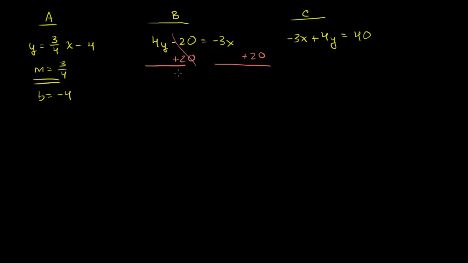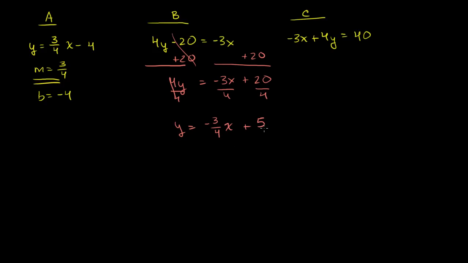The left-hand side, those cancel out. That was the whole point. You get 4y is equal to negative 3x plus 20. And now we can divide everything by 4, just dividing both sides of this equation by 4. We are left with y is equal to negative 3/4 x plus 5.